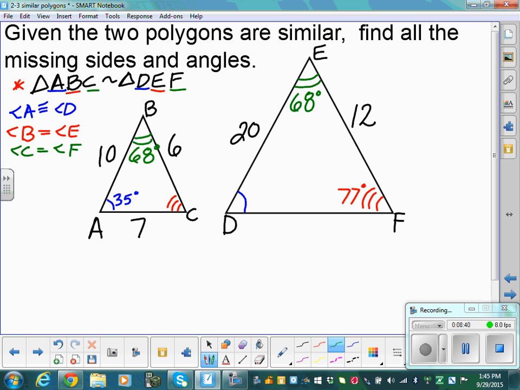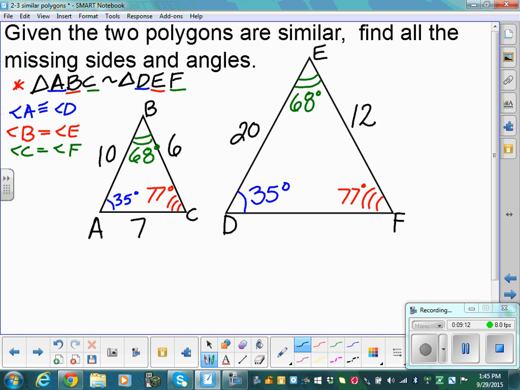Now I'm going to pause. Questions on why it's 68? So would it mean that the blue one would be 35? Yes, good. So if this is 35, angle A is equal to angle D, so this must be 35. Similar polygons have equal angles, even if one's big and one's small. So then if this is blank, and this is 77, this must be 77 degrees. Okay, questions on that? Look at our small triangle. Have we filled in all the angles? Look at our large one.